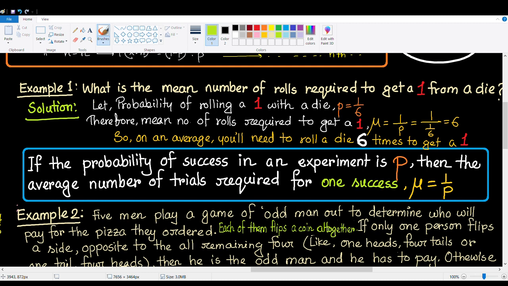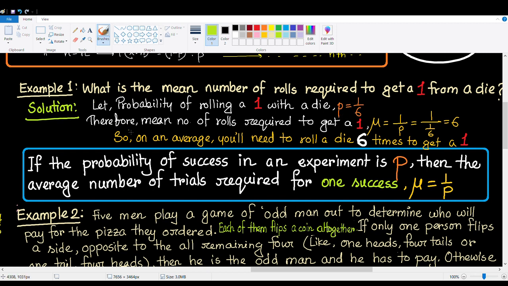This is exactly like the problem we just discussed. So what is the mean number of rolls, or the average number of trials required to get a 1 from a die? Let the probability of rolling a 1 with a die equal 1 by 6. We denote it by P, and P equals 1 by 6.